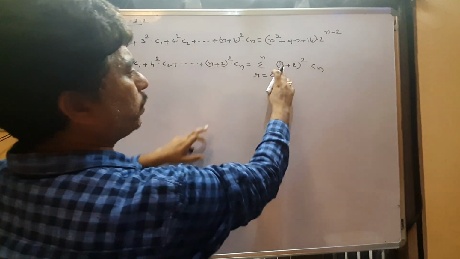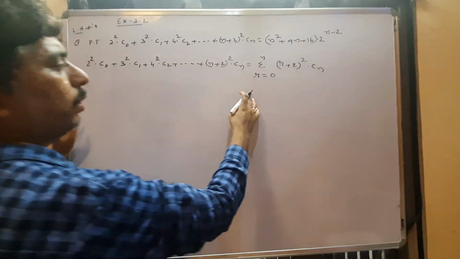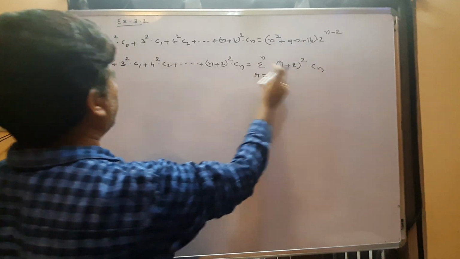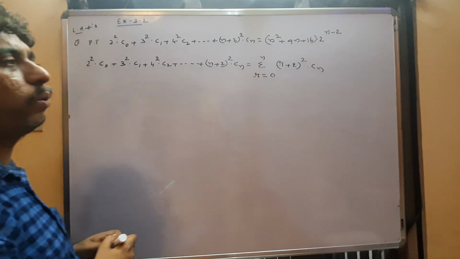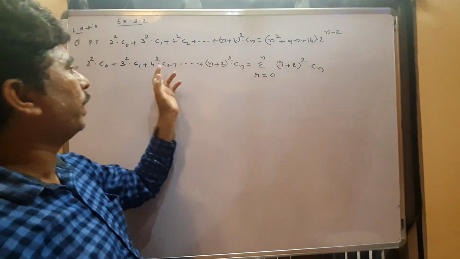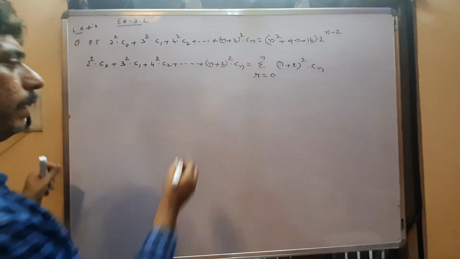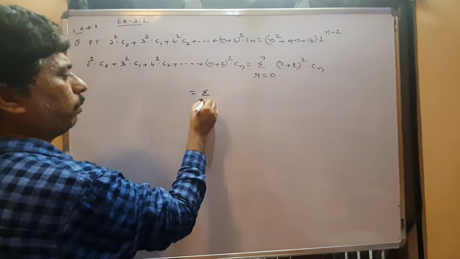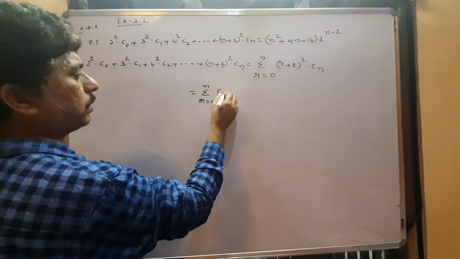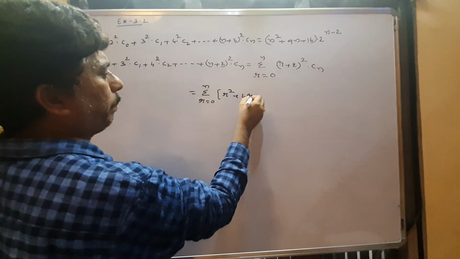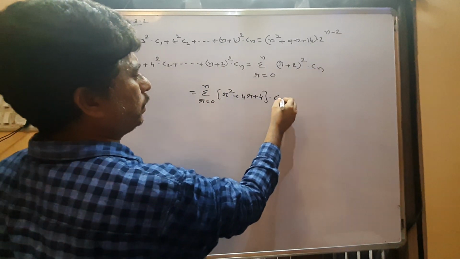If you take r equal to 0, 2 square into C0. If you take r equal to 1, 1 plus 2, 3 square into C1. If you take r equal to 2, 2 plus 2, 4 square into C2. Like that we will get. Expand that (r plus 2) whole square. So this is sigma r equal to 0 to n, (r square plus 4r plus 4) into Cr.